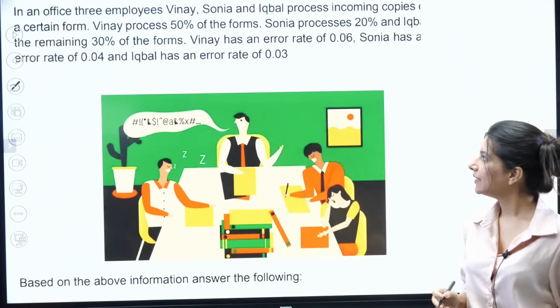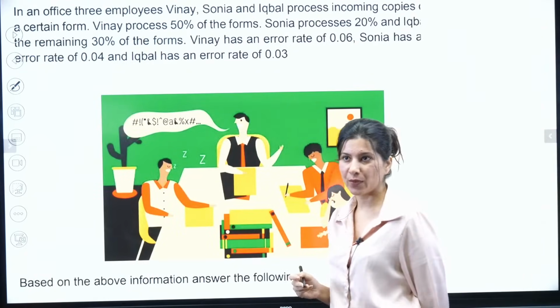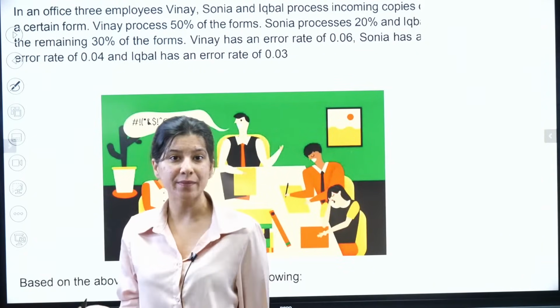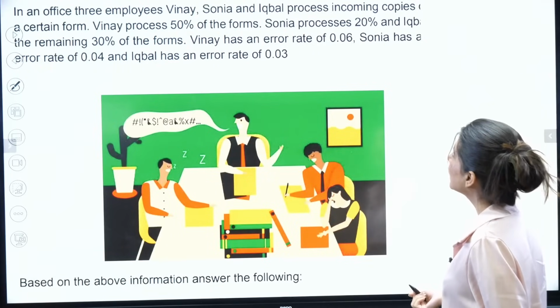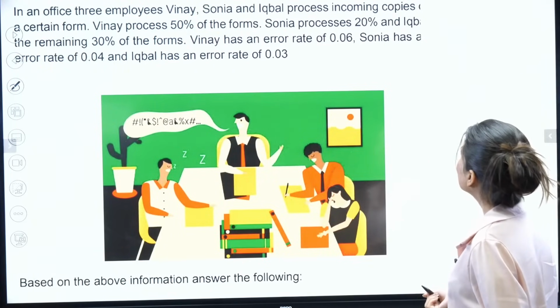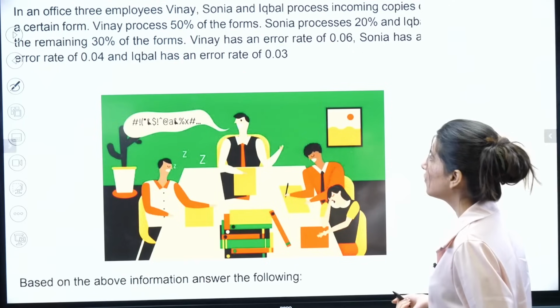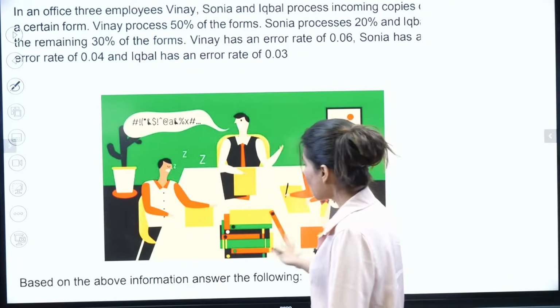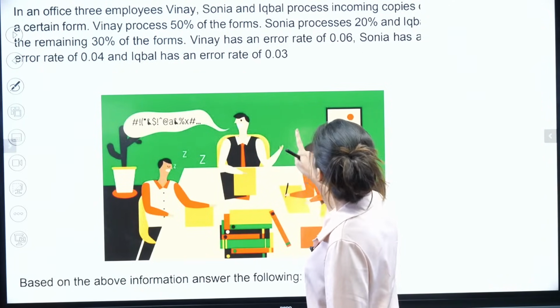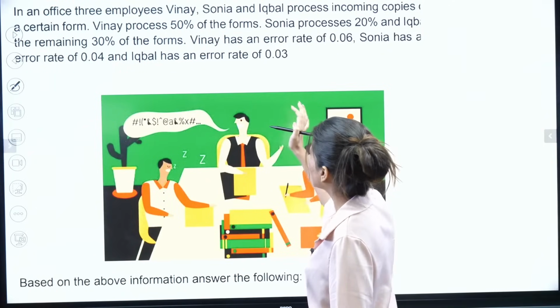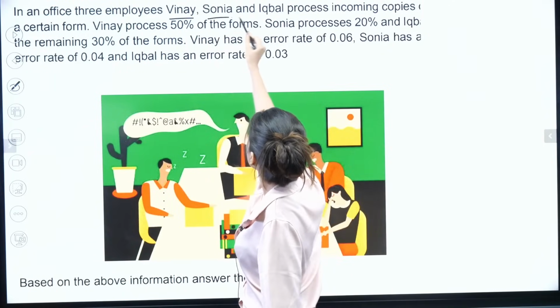All right. So another case study based question we are having. This is based on probability. So in an office, 3 employees, Vinay, Sonia and Iqbal, process incoming forms. So basically there is an office with 3 people: Vinay, Sonia and Iqbal.